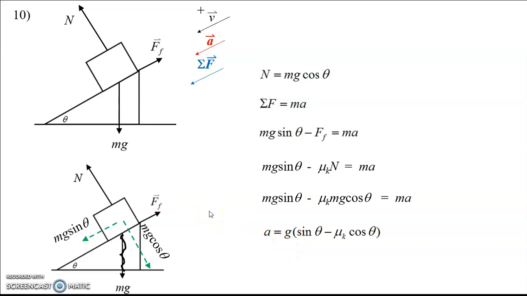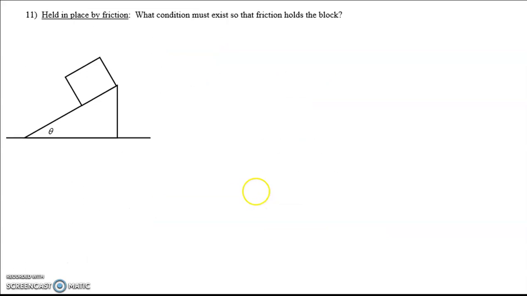And now we take it to the next level here of problem 11, where we say, okay, what if we put this object on the incline and friction is actually enough to hold the block in place? So I want you to pause the video, draw the entire free body diagram of the block, and see if you can at least start the solution to this.